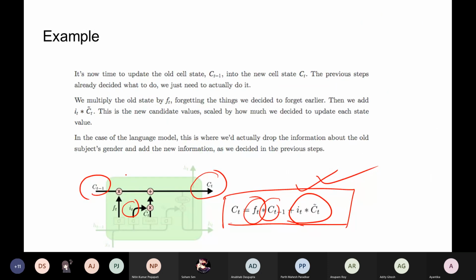Now you see, since you have this gate concept, do you have any more questions? First of all, let me ask.